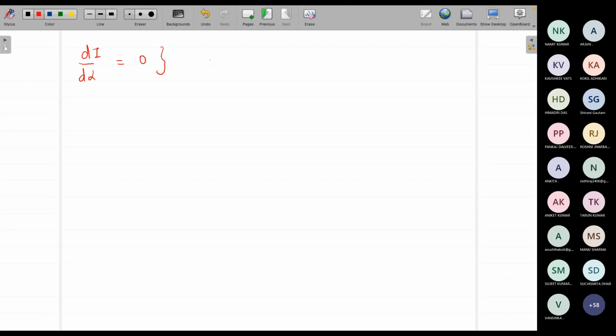First term 0, second term <u,v>, third term 0, fourth term alpha star <v,v>. This has to be equated to 0. So what is alpha star?